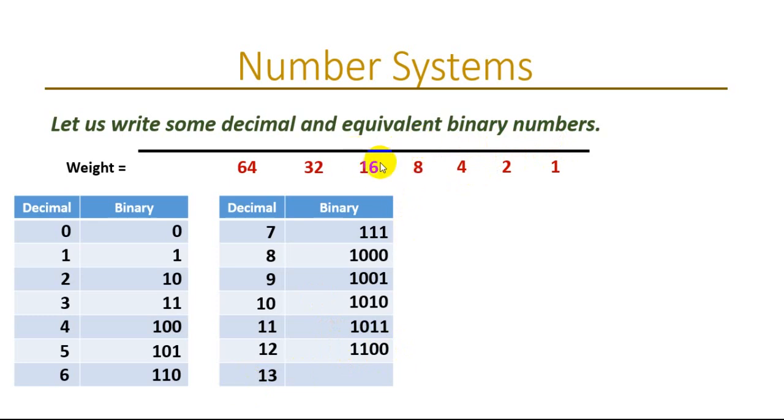Okay, finally we'll look at 13. For 13, can't have 16, because it's a lesser number than that. So one 8 plus one 4. So 8 plus 4, 12. And we need 1 more. So we can't have 2. We can have 1. So 8 plus 4 is 12, plus 1 is 13. So 1 1 0 1 represents 13.